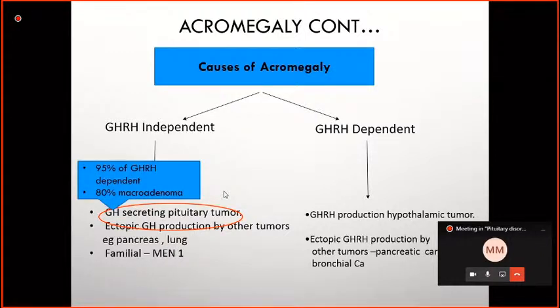So 95% of GHRH independent tumors, sorry, this is a typo: for GHRH independent tumors, 95% are because of GH secreting pituitary adenoma, and 80% of these adenomas are macroadenomas.